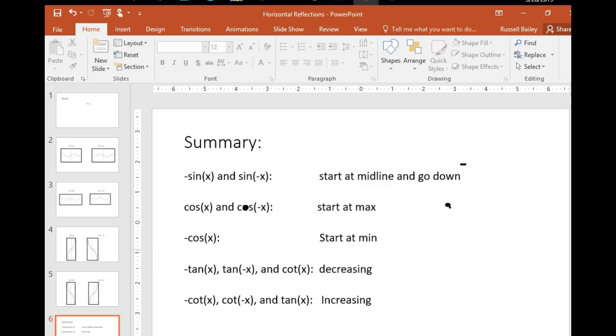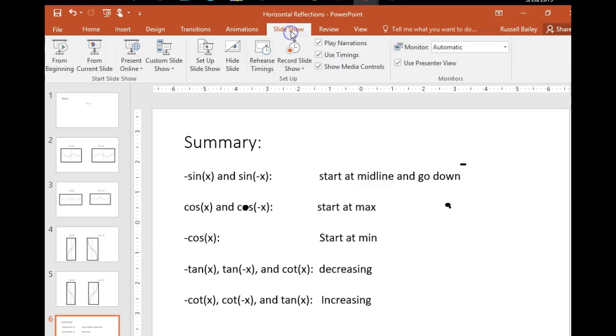And notice I haven't said anything about secant and cosecant, and that's because they're just going to follow whatever sine and cosine do. Okay? All right, so this is the slide I would have you guys write down.